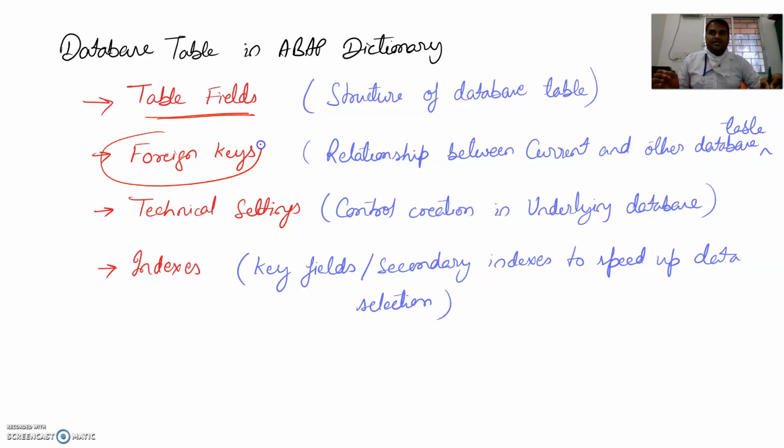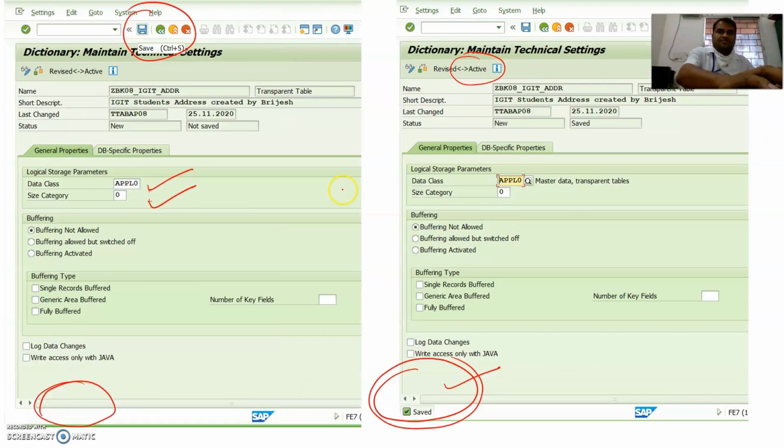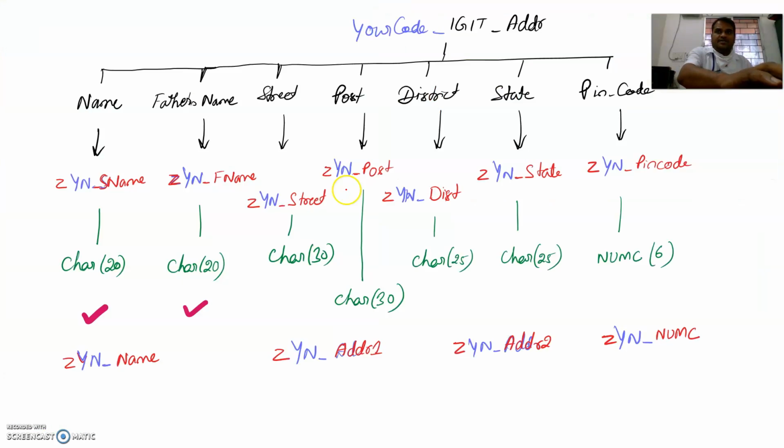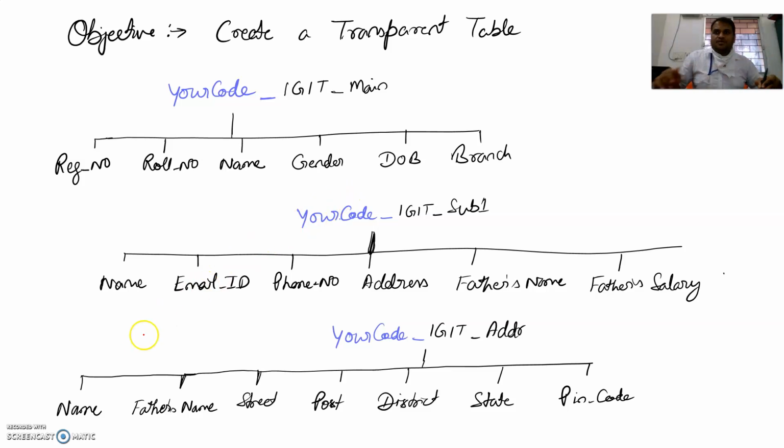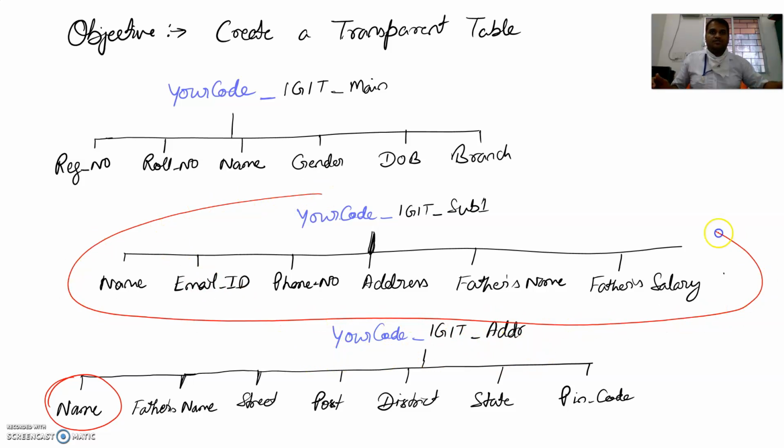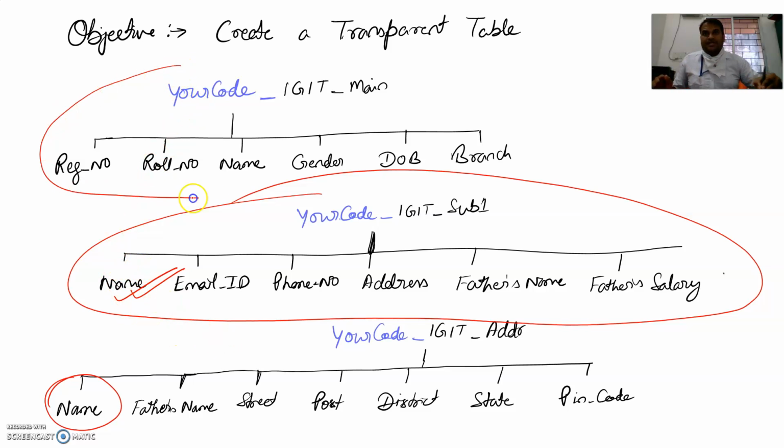Then foreign key. In the example we have taken, there is a foreign key relation. You remember the address example we have taken. Let me quickly take you to this address design. So here the name is there in the first table. Now this is your address table, and here you have another table where name is also listed. This is the original main table.